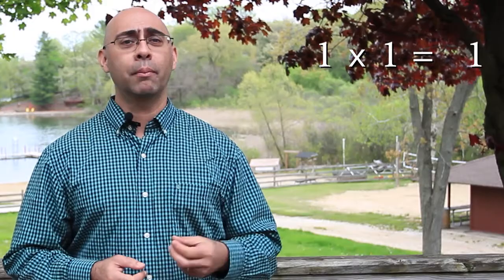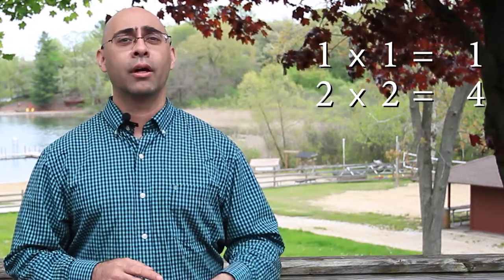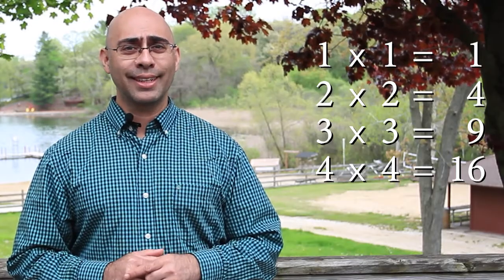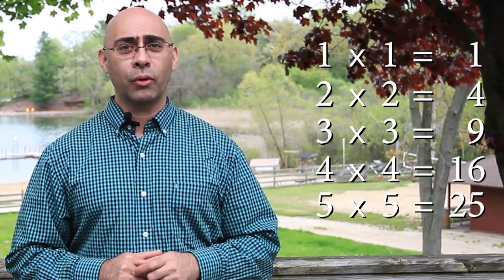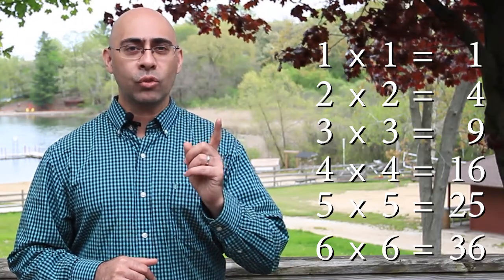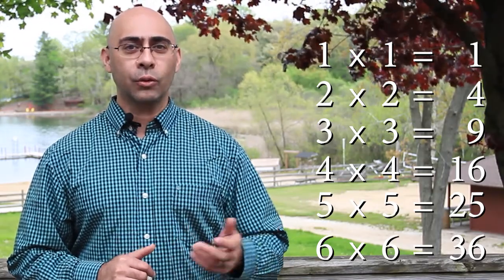Now, if you're not sure about finding square roots, you can start off with the basics. So for example, if I wanted to know what the square root of 36 was, I could start from 1 and just say 1 times 1 is equal to 1. Then just keep working my way up. 2 times 2 is equal to 4. 3 times 3 is equal to 9. 4 times 4 is equal to 16. 5 times 5 is equal to 25. 6 times 6 is equal to 36, which means the square root of 36 is equal to 6.